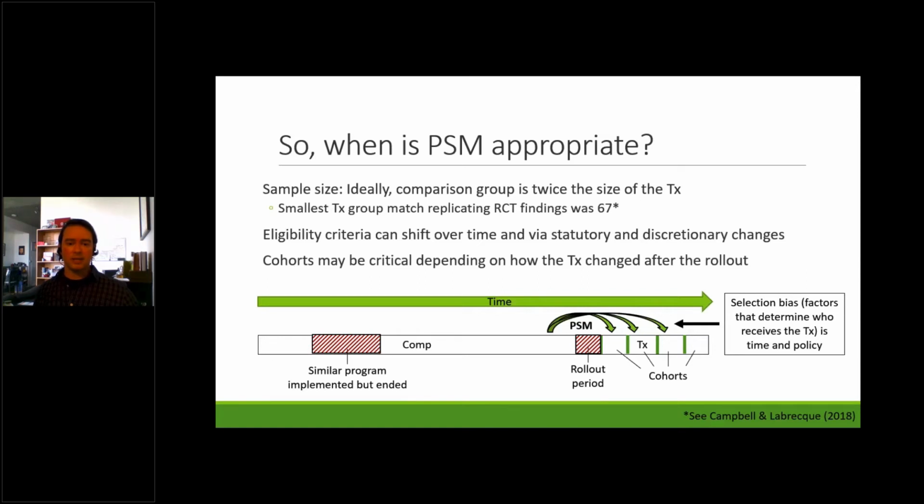Additionally, cohorts may be critical to break out in the treatment condition, depending on how the treatment changed since the rollout. Not to mention, the rollout period should be considered as either its own comparison group or potentially omitted altogether. It really depends on how the program was rolled out and how intense the fidelity of the treatment was. And that's something that we won't touch on today, is fidelity of the treatment. So you're assuming, of course, that the treatment is being applied the way it ought to be applied.